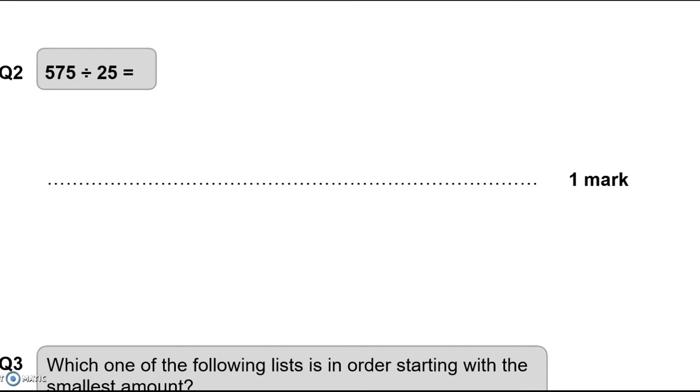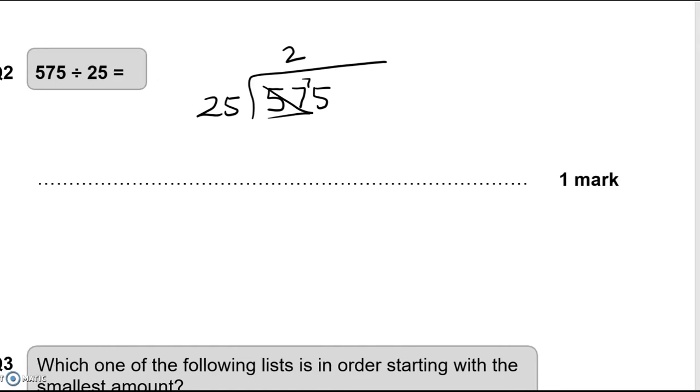575 divided by 25. How many 25s fit into 57? That is two of them. That makes 50, and we've got 7 carried over. Now, how many 25s fit into 75? That is exactly 3. So the answer is 23.